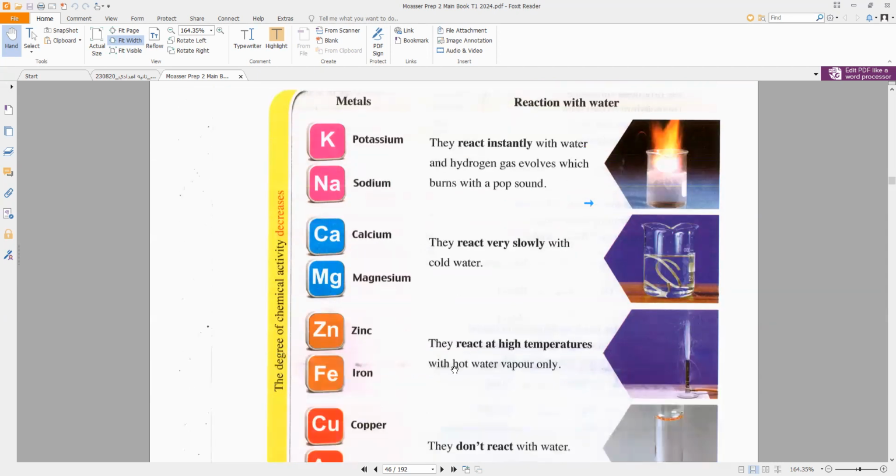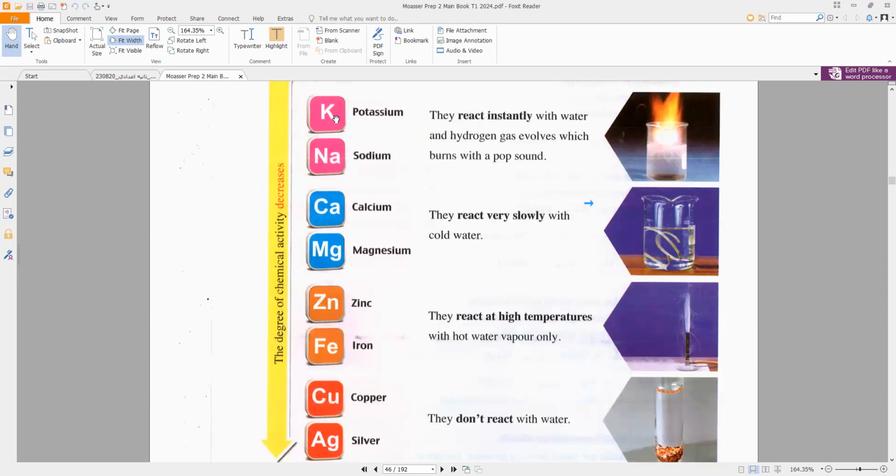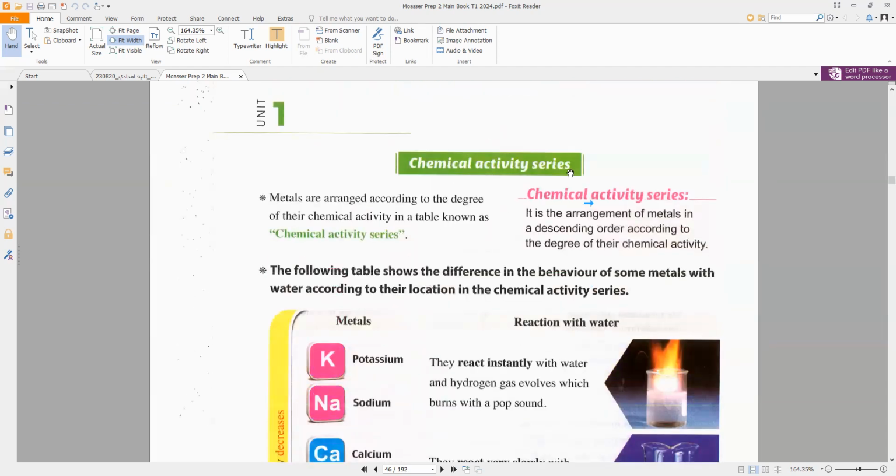So they arrange some elements: potassium, sodium, calcium, magnesium, zinc, iron, copper, silver. They arrange the elements from potassium to silver as decreasing in chemical activity. The first one reacts with water strongly, and as we move down, the activity with water decreases. It's called the chemical activity series.